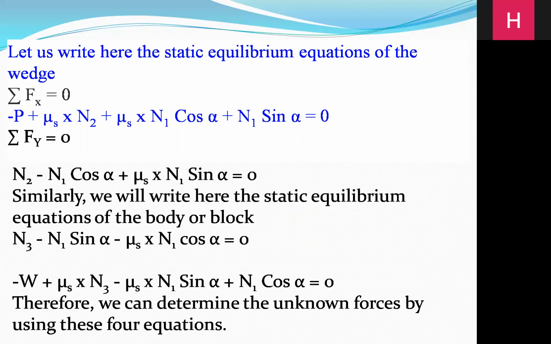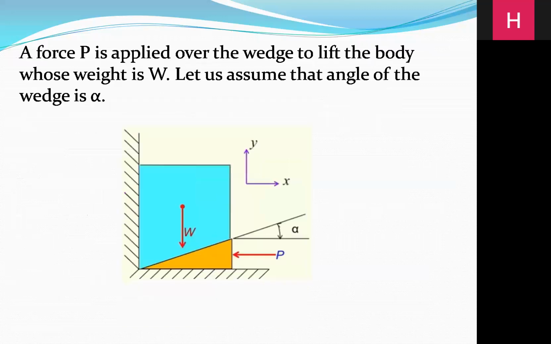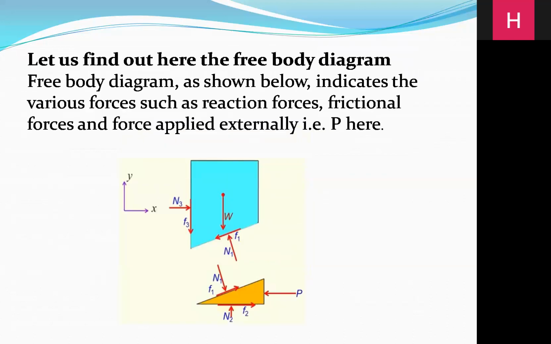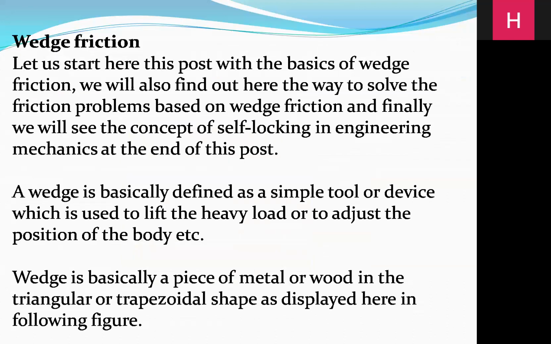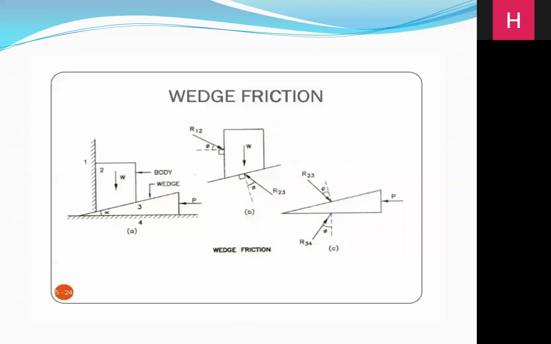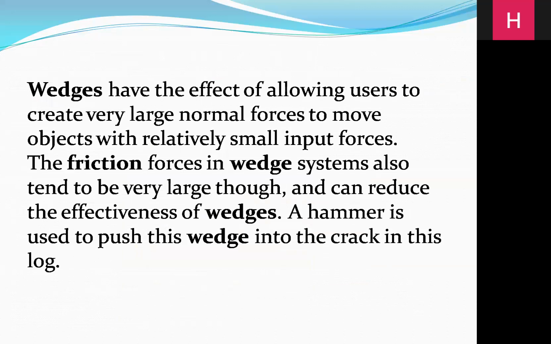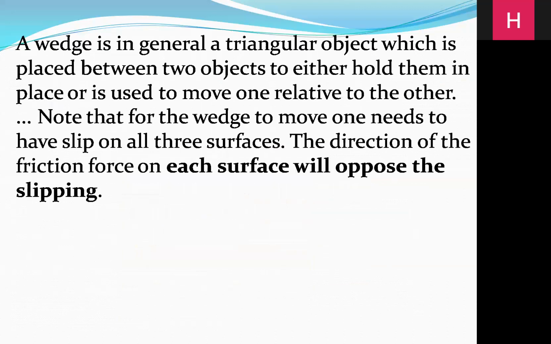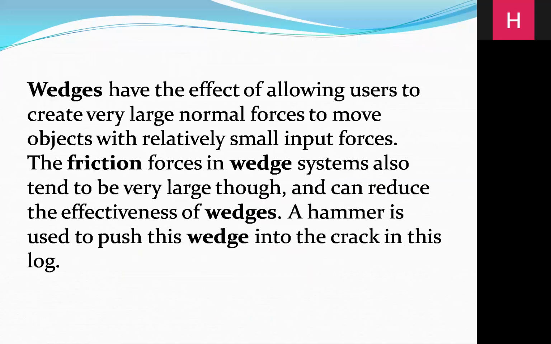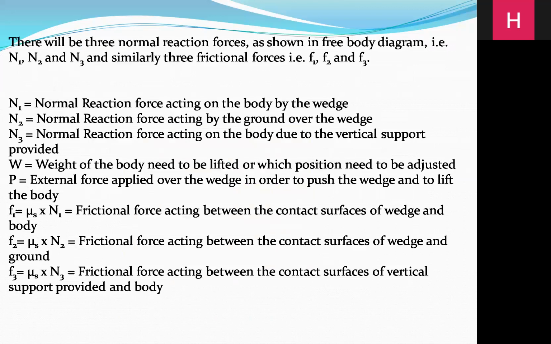Let us take a review of wedge friction. This is the problem we have taken. This is the main figure, and this is the free body diagram showing how the forces act on the body. This is about the wedge friction, how the body may be a triangular shape, and where the angle is incident. This is how wedge friction forms. This is all about wedge friction.